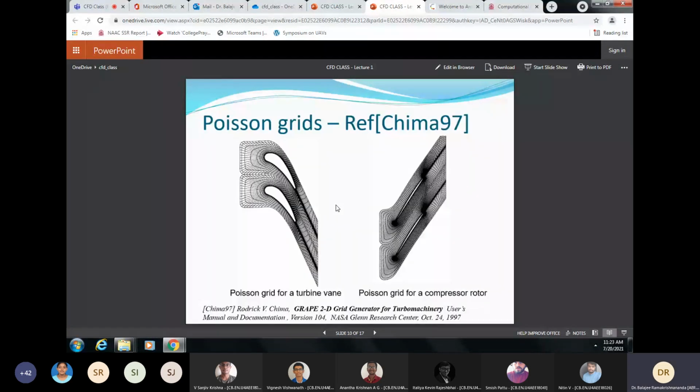These are some other grids. These may also look like this. These types of grids are known as Poisson grids. What they have done is, the turbine vane is actually a circular problem. You draw a circle of radius r from the center of this vane arrangement.